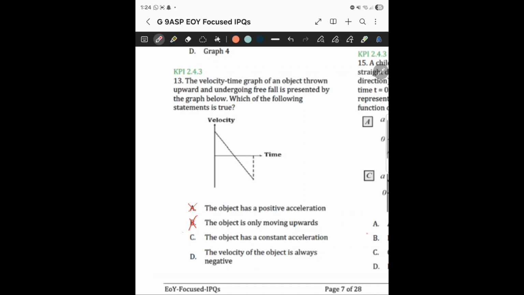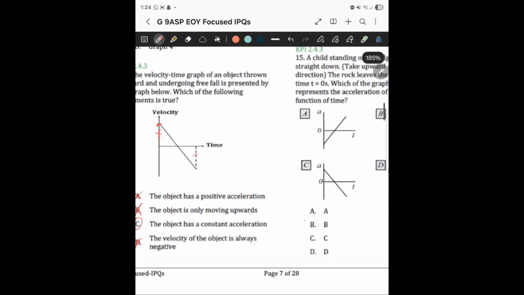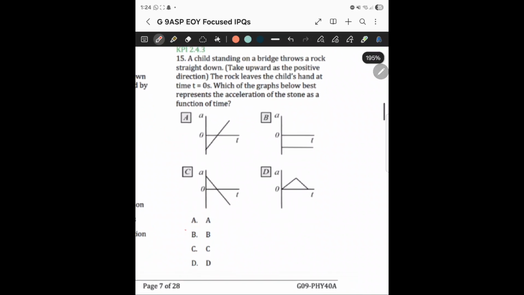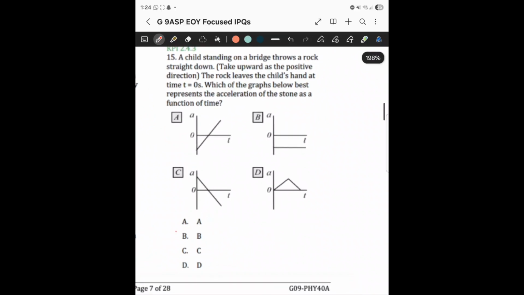Constant acceleration, yes, it does have a constant acceleration. It didn't say whether it's positive or negative, so this is looking nice. The velocity is always negative? No, the velocity is positive here, and then it becomes negative. This is positive, that's negative, so that's wrong. C is the best answer. Constant negative acceleration is the full answer, but constant acceleration is acceptable. They didn't say whether it was negative or positive, so we can accept that answer.